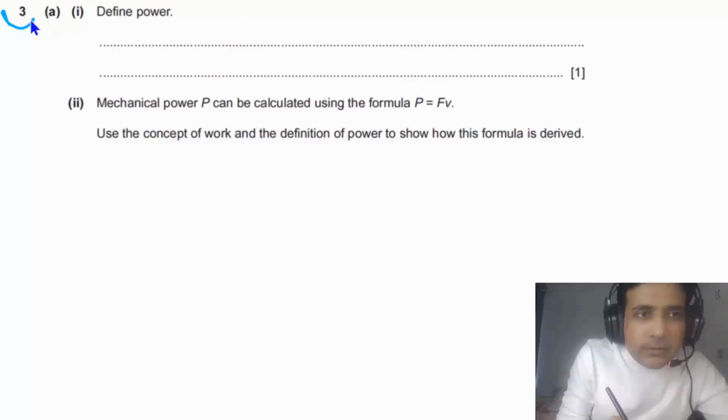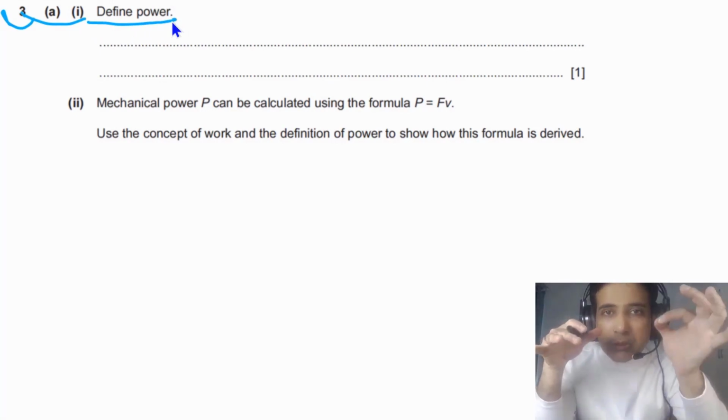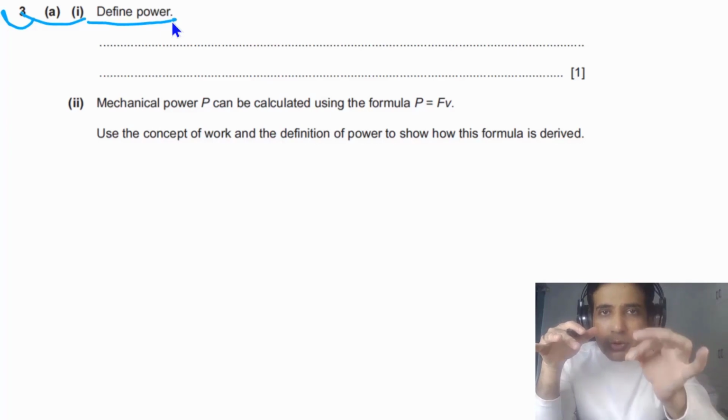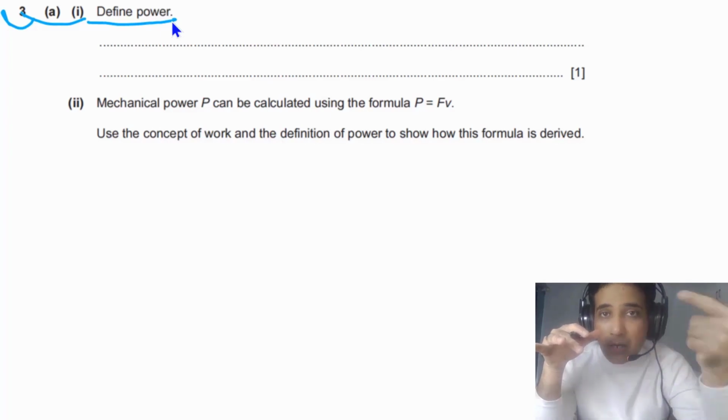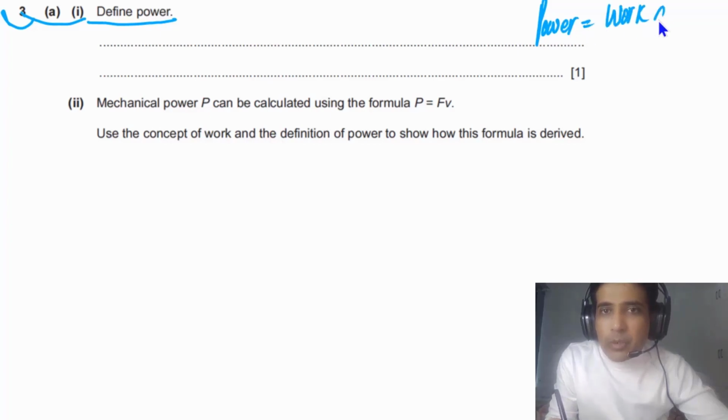For our third question, part A1, we need to define power. Power is simply the rate of doing work. If you do work faster, meaning you do the same amount of work in a shorter time, it means your power is higher. If you do the same amount of work in longer time, it means your power is lower. So simply we can say power is equal to work done per unit time.